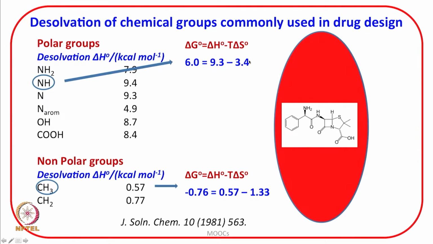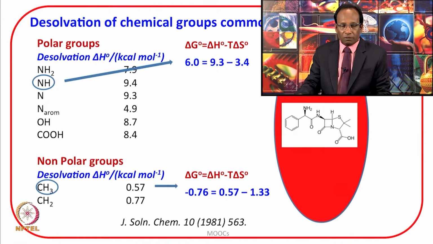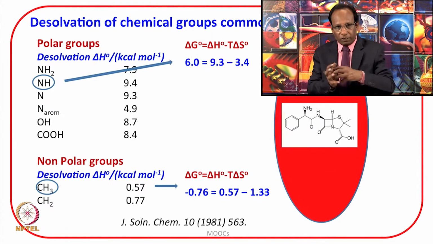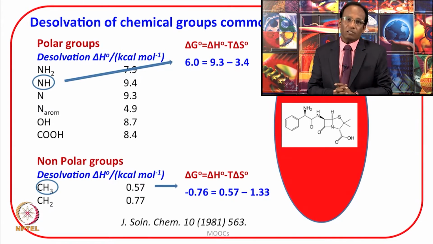And delta S naught is also positive, actually minus T delta S naught is negative. But there is a huge enthalpic cost. There is a penalty, you call it an enthalpic penalty, in engineering the binding affinity. Because binding affinity, which is reflected in terms of a negative value of delta G naught, should be assisted by a negative value of delta H naught. So, if delta H naught is positive, it is causing an enthalpic penalty in engineering the binding affinity.